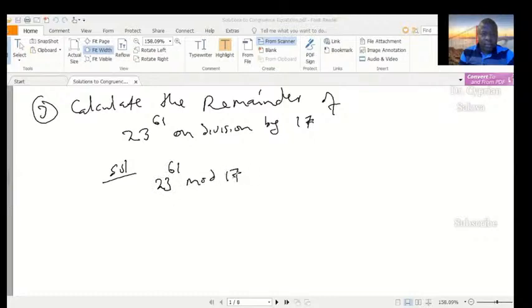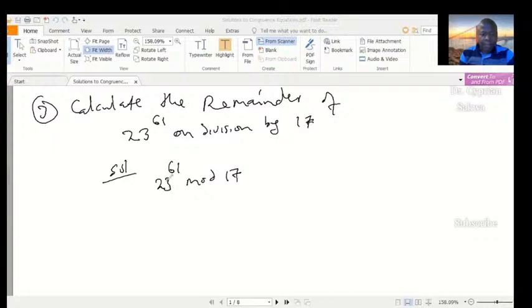So for me to use Fermat's little theorem, I'll check if this is prime. And if it's prime, then I also check that it does not divide 23. If it does not divide 23, then I'll go ahead and use it. So for this question, I've seen that this 17 is prime, and again, it does not divide 23, and therefore Fermat's little theorem can be used.